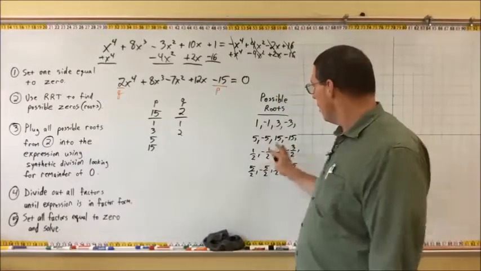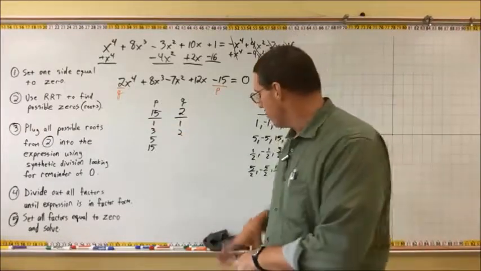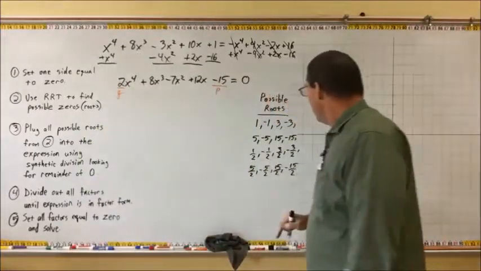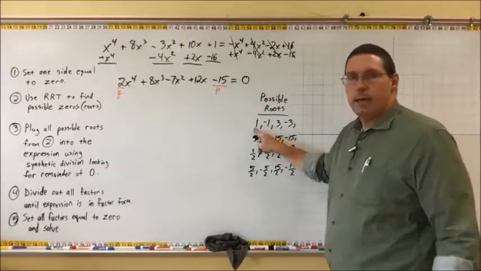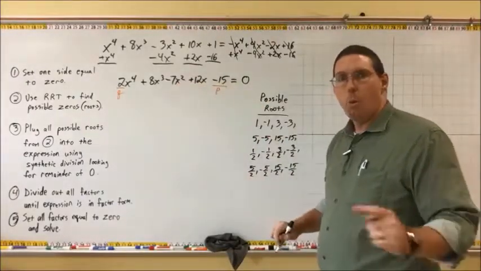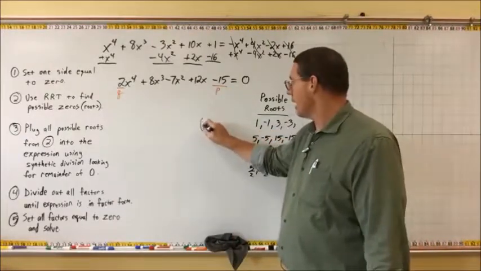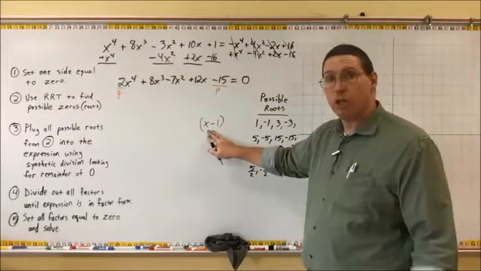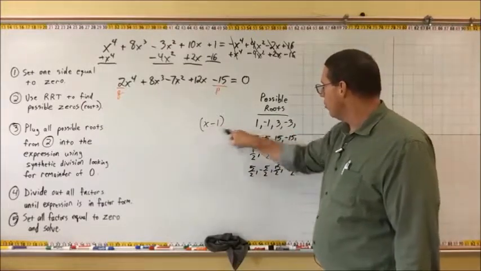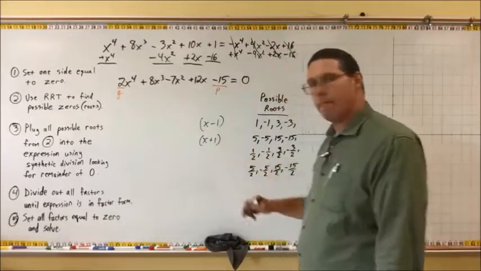A root is a number that, when plugged into a polynomial, will give you an answer of 0. So here's what you need to understand. If positive 1 is a root of this polynomial, what is the factor that goes along with 1? It's x minus 1. So x minus 1 could be a factor of this polynomial. Well, what binomial goes with negative 1? Well, that would be x plus 1.